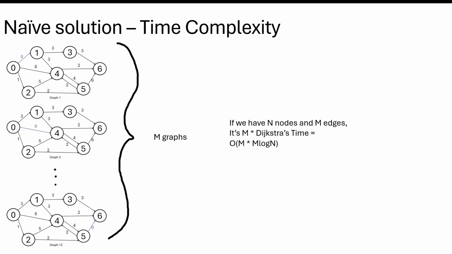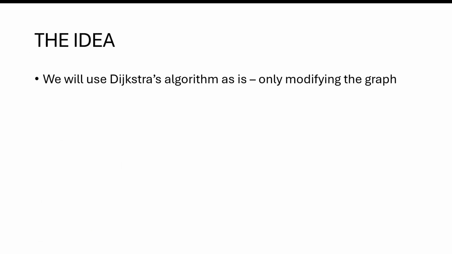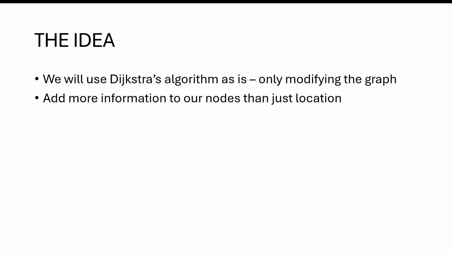There's something clearly problematic with running Dijkstra so many times. Surely, we can do better than that. Here's the idea that we will be using to solve this problem and many other problems in the future. We will run Dijkstra's algorithm just one time as it already is. We will not be making any changes to Dijkstra. We will only be modifying the graph. The way we will do that is adding more information to our nodes than just location.